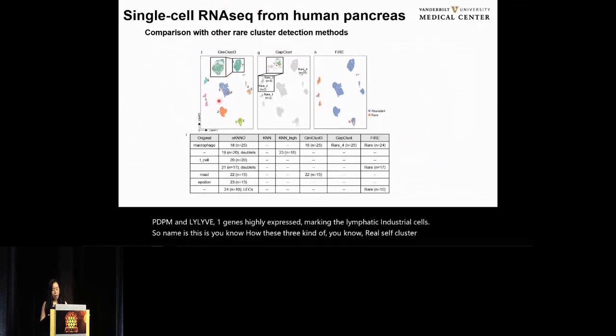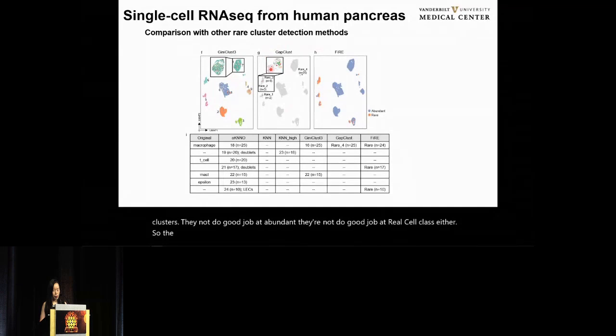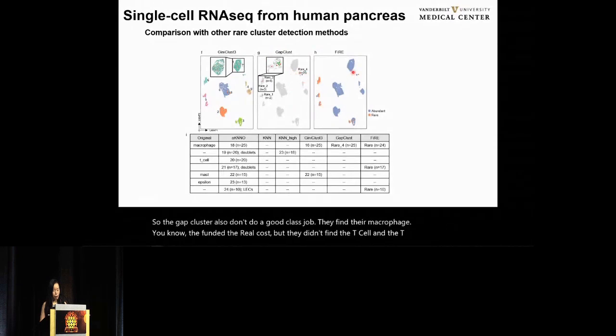So you can see the Gene Class 3 here, they even cannot separate those abundant cell clusters. They do not do a good job at the abundant, and they do not do a good job at the rare cell clusters either. The GapCluster also does not do a good clustering job. They find the macrophage, they find the rare cluster, but they didn't find the T cell and the mast. The FILE as well, they find the macrophage, but they cannot identify the mast and the T cells as the rare cell types as well.